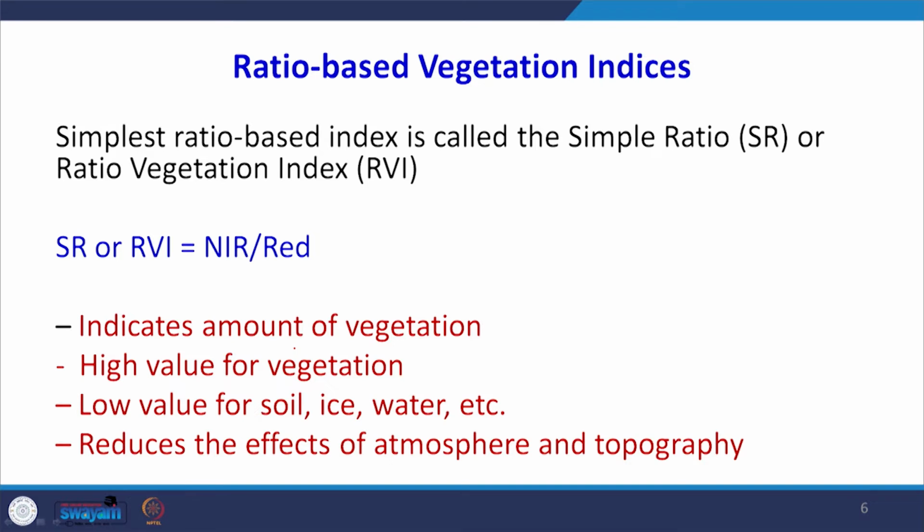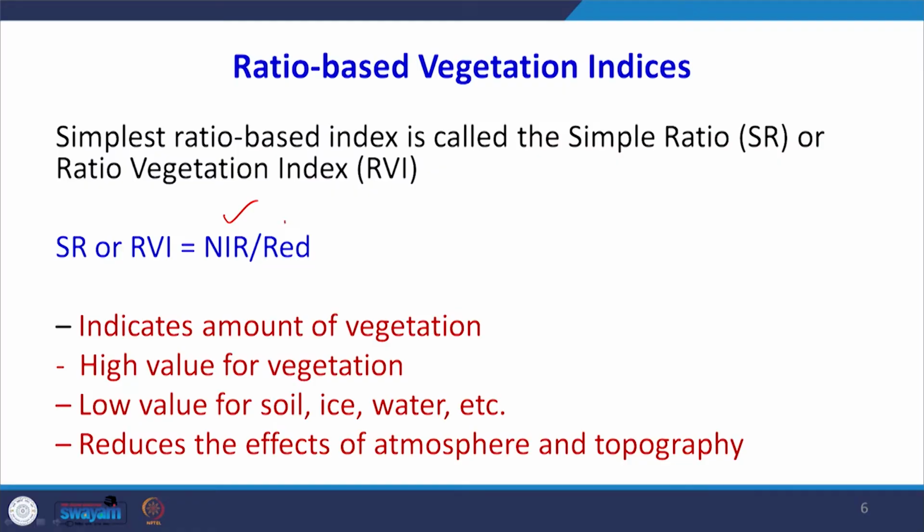As I told you earlier, an image is like a matrix. Mathematically, you can represent an image in the form of DN values with their x and y coordinate systems, rows and columns. So we are dealing with a matrix. Here we are dividing one bigger matrix by another bigger matrix of the same size. If I have a near infrared band image and a red band image, we are dividing the two pixel by pixel.